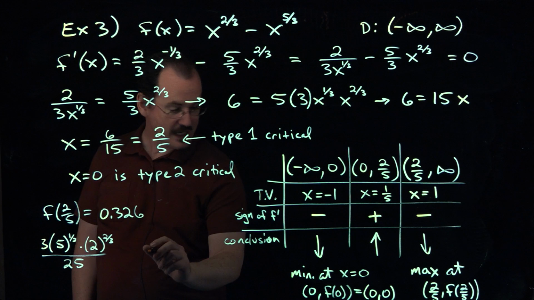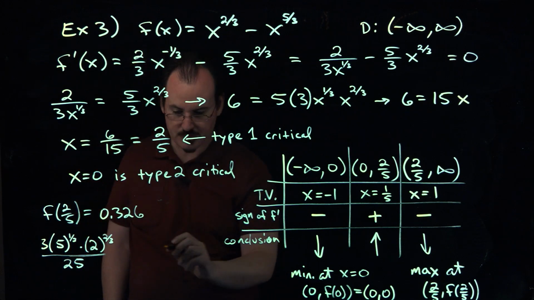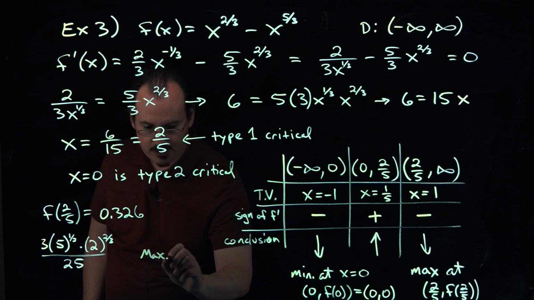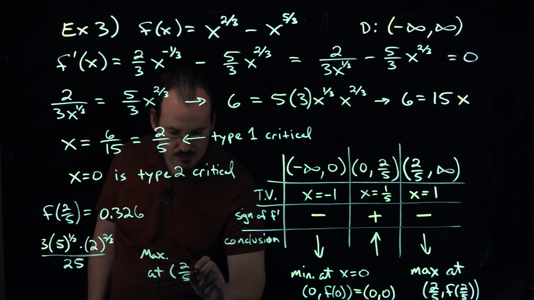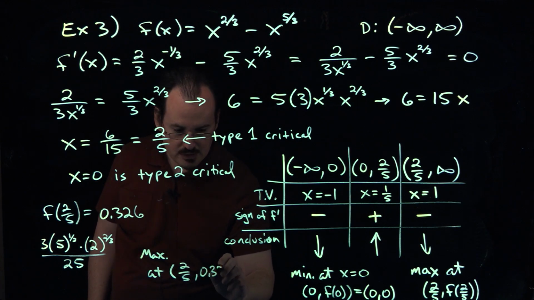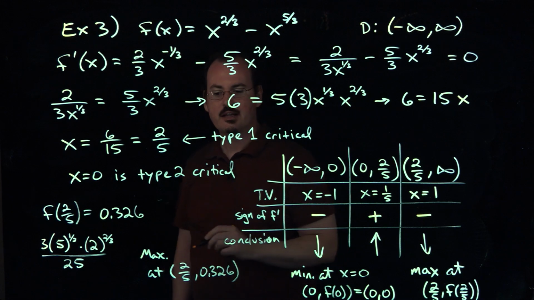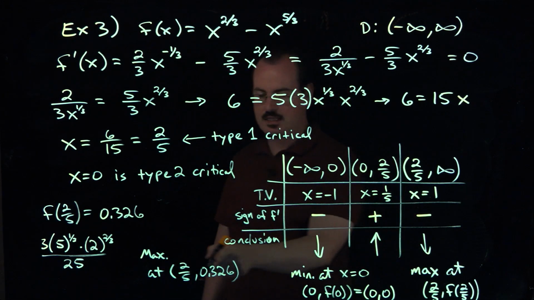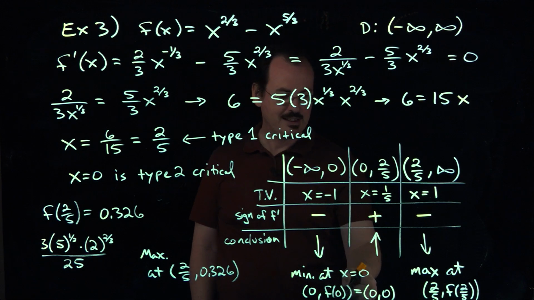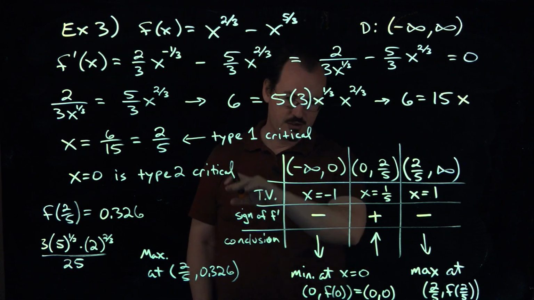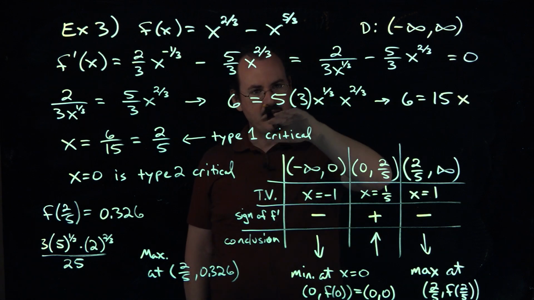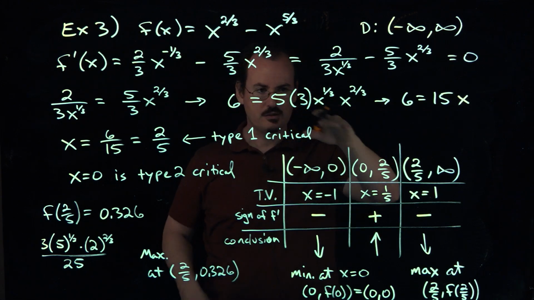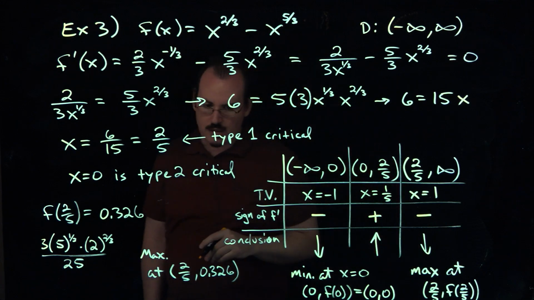So anyway, our max value occurs at, let's see, I don't think I have room there. So the maximum occurs at, the exact location is 2/5, and then we'll just use that decimal, 0.326. And again, if you were to actually graph this function on your calculator, you should notice that that's exactly what happens. We've got a minimum at 0, 0. And since that critical number was one of those type 2, that means it's got a sharp point there. You should see the graph going down, a sharp point at 0, then it comes back up. When it comes back up, it'll reach a maximum at 2/5, and then it'll start to go back down again. So there we go.